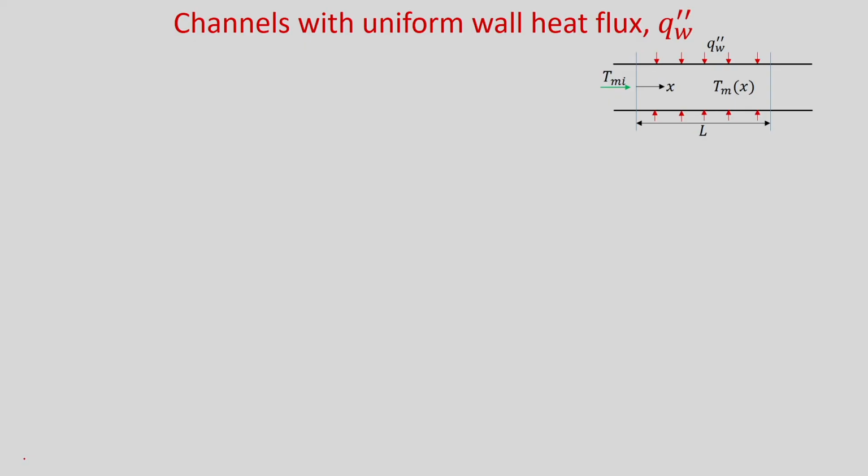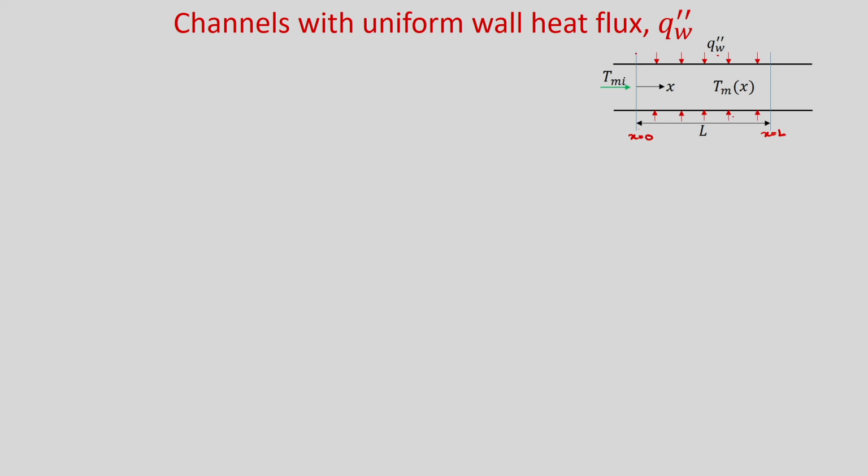So, you can see we have a channel where we have a uniform wall heat flux boundary condition. So, q double prime w is given. Now, we consider a section where x is measured from here, where x equal to 0, up to x equal to L. So, this is the length.